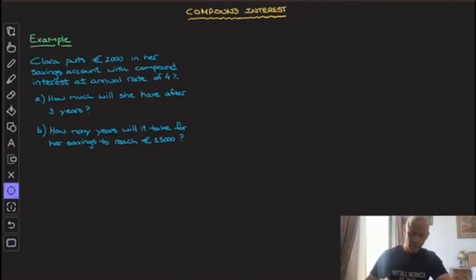So, first of all, I'll read this question. You may have read it already. This first question tells us that Clara puts 2,000 euros in her savings account with compound interest, that's a very important term, compound interest, at an annual rate of 4%. We're asked two things. Question A, how much will she have after 3 years? And question B, how many years will it take for her savings to reach 15,000 euros?